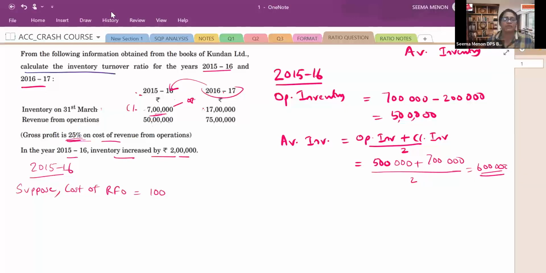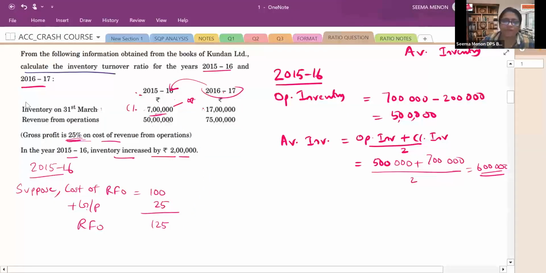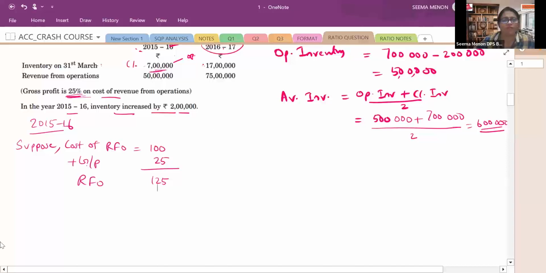On top of it, 25% gross profit. So gross profit is 25% of 100, which means 25. If you add cost plus gross profit, what is the formula? Sales, that is revenue from operations. So revenue from operations is equal to 125. That 125 is given in our question, that is 50 lakh rupees. I hope you are able to understand. Clear?